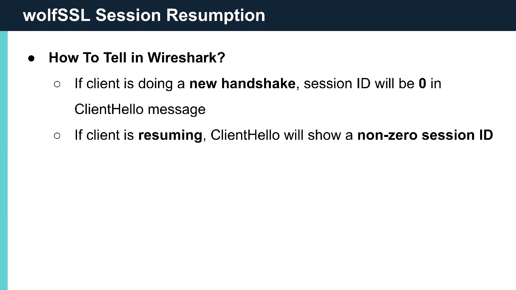Using session IDs, you can tell if a client has resumed a session in Wireshark. If you look at the client hello, there's a session ID field there. If it's 0, that means it's a new session. If it's a non-zero session ID, that means the client's at least trying to do a session resumption. You could look in the server hello and see if the session ID is the same or different to tell in Wireshark if that session has actually been resumed or not.